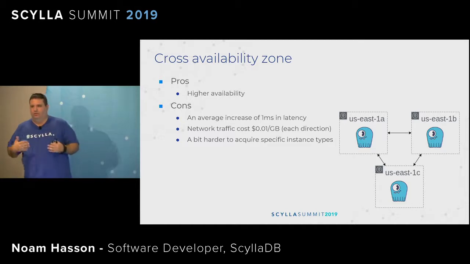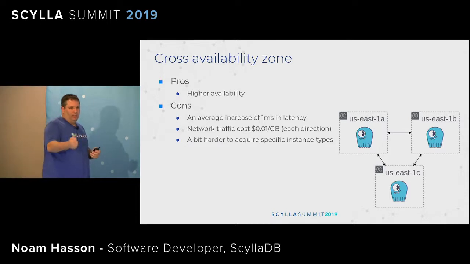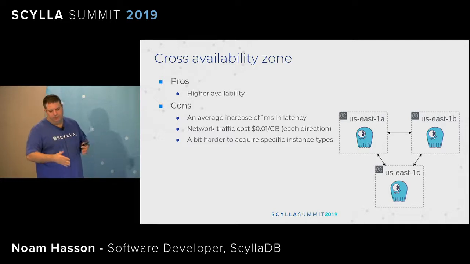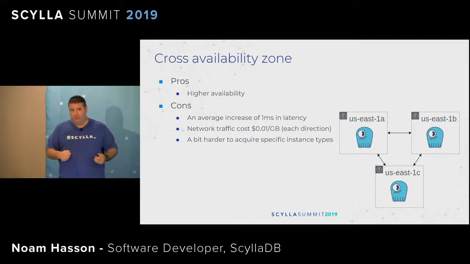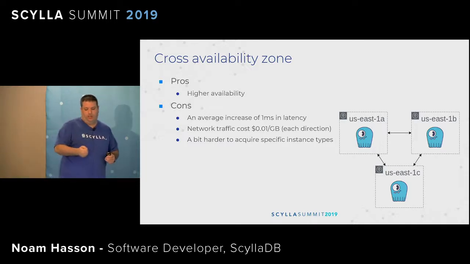So if we're working with several availability zones, you can take advantage of Scylla's ability to locate your data in a smart way and have higher availability for your cluster. However, it does come with a cost. First of all, you can expect an average increase of 1 millisecond in latency to read and write queries. Second of all, there is network traffic, which is 1 cent per gigabyte in each direction. This "each direction" term in AWS is a bit confusing. Let me explain it to you.